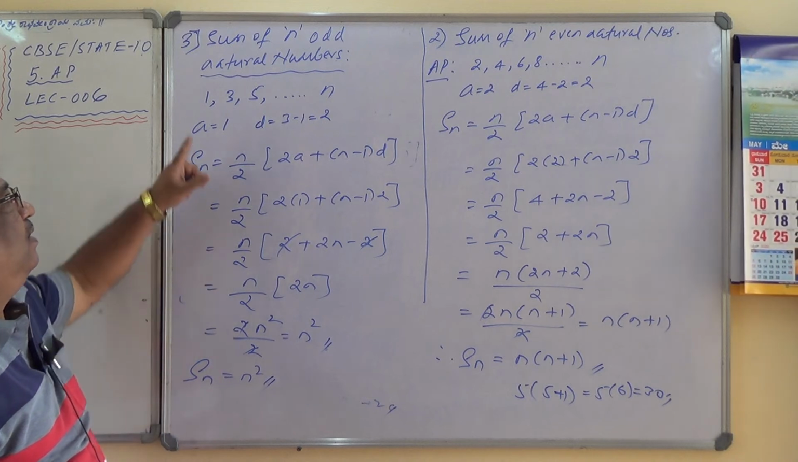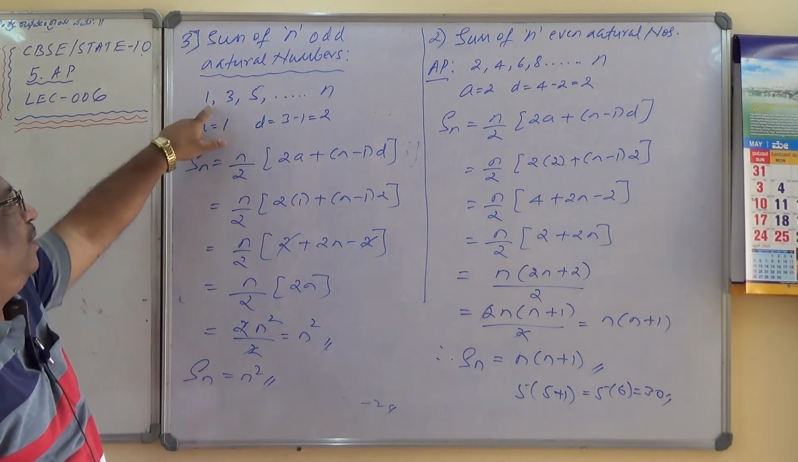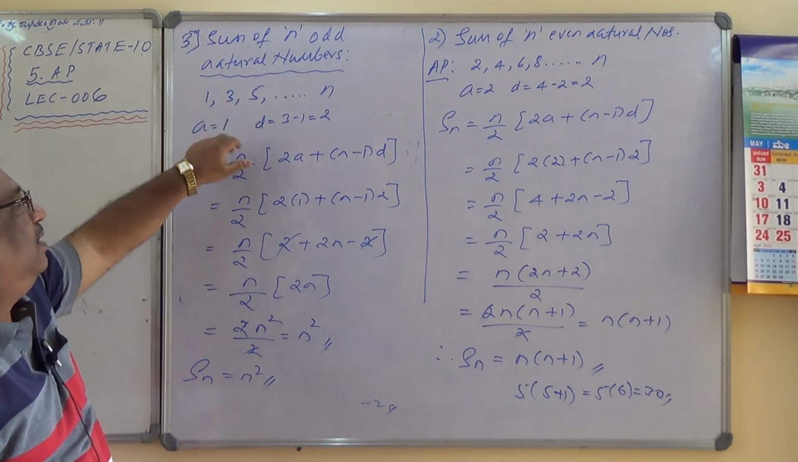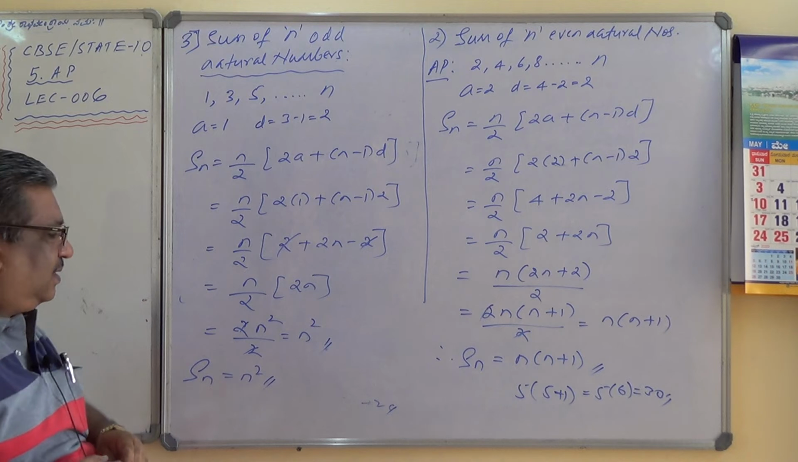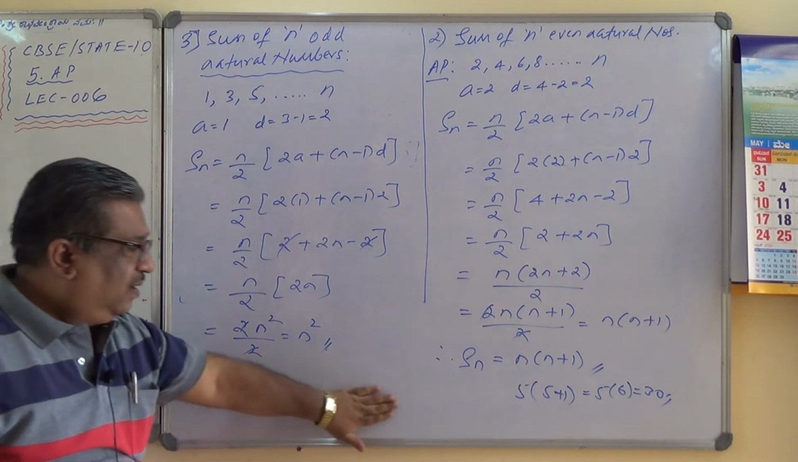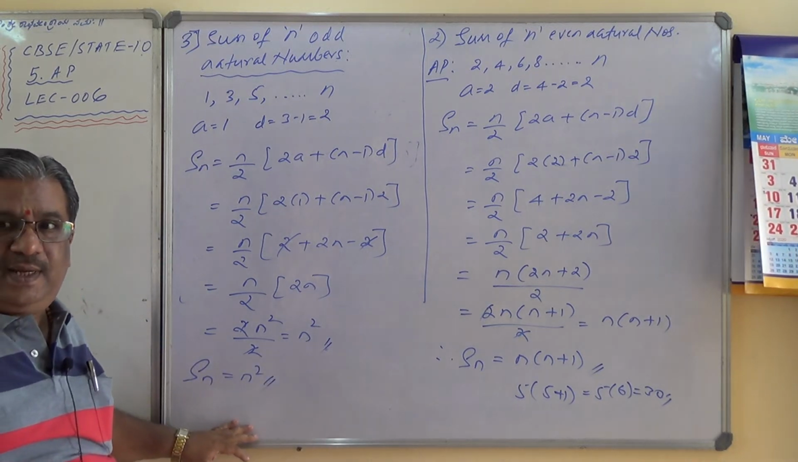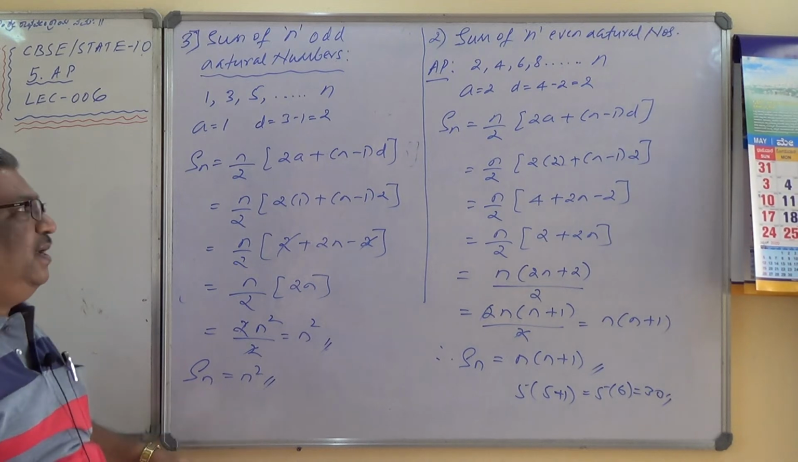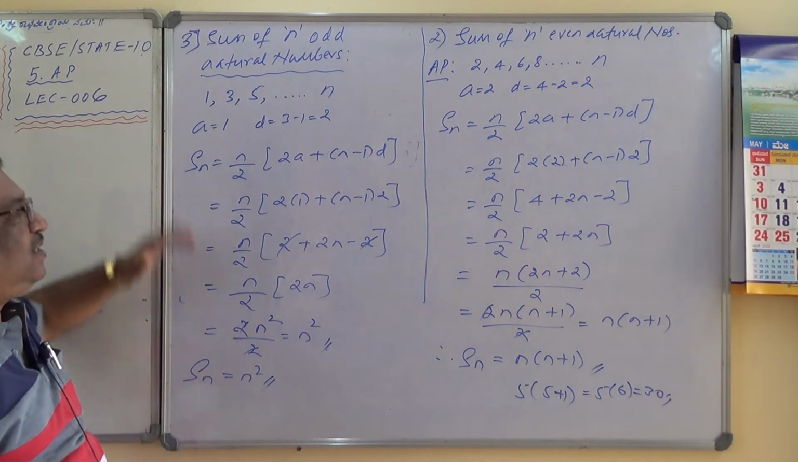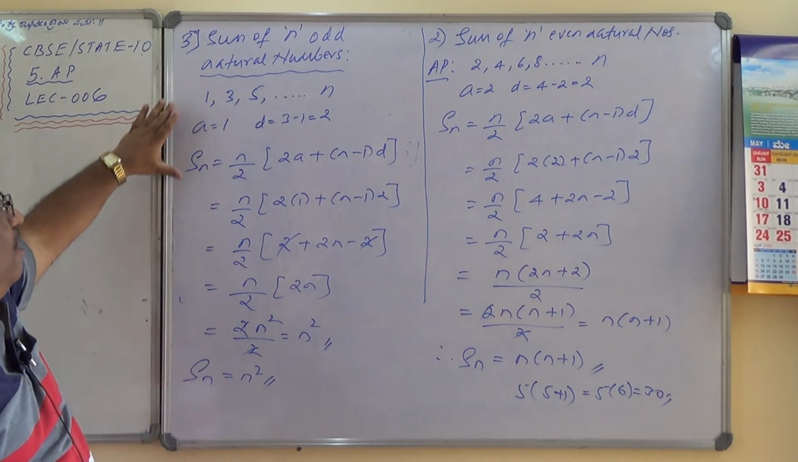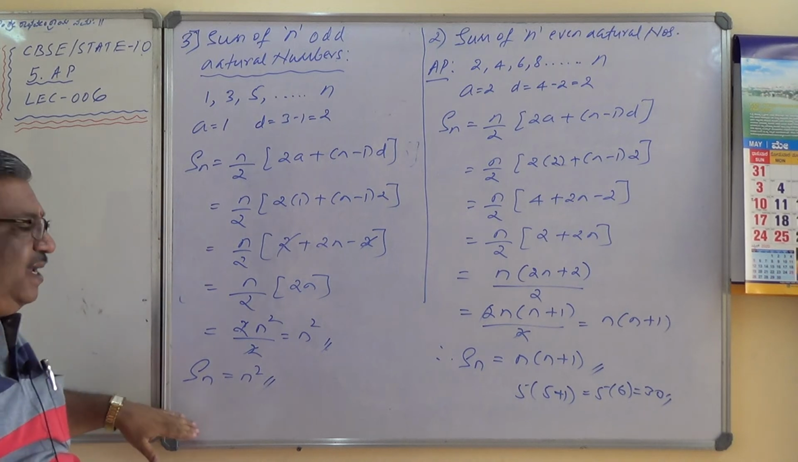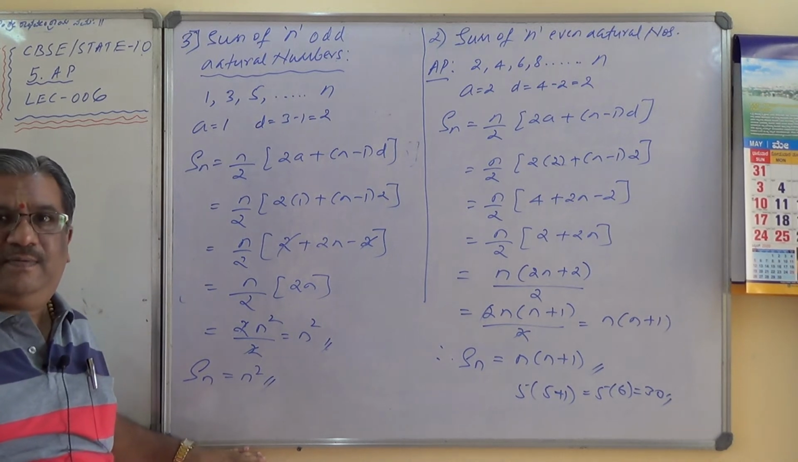Sum of odd natural numbers 1, 3, 5, isn't it? So I'll take something like this. Is it correct or not? How do you validate here? Any numerical there? No. Anyway, we'll try to validate later, but first you note it down. Sum of n odd natural numbers is given by n square over here. Okay, fine.